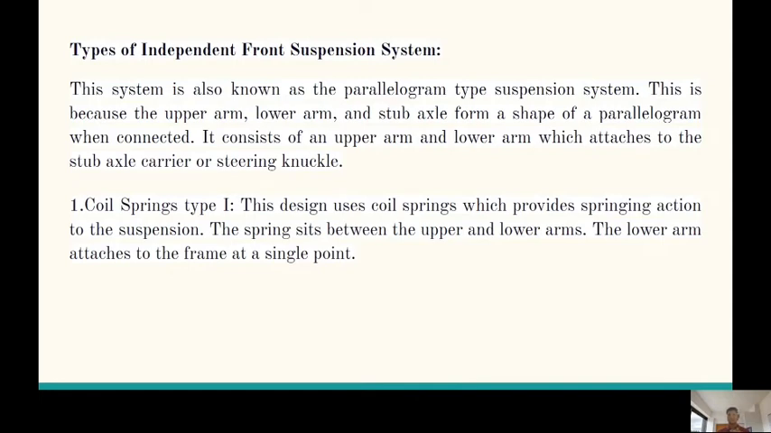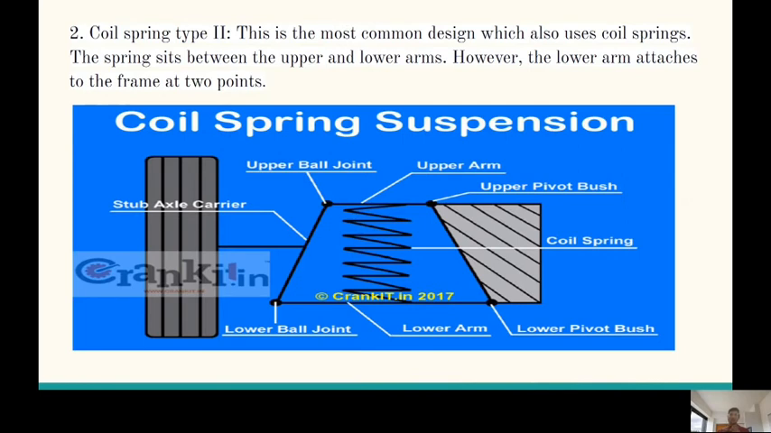This design uses coil springs, which provide the springing action to the suspension. The spring sits between the upper and the lower arm. The lower arm attaches to the frame at a single point. Then there is coil spring type 2. This is the most common design, which also uses coil springs. The spring sits between the upper and the lower arm. However, here the lower arm attaches to the frame at 2 points, unlike the type 1 spring type.